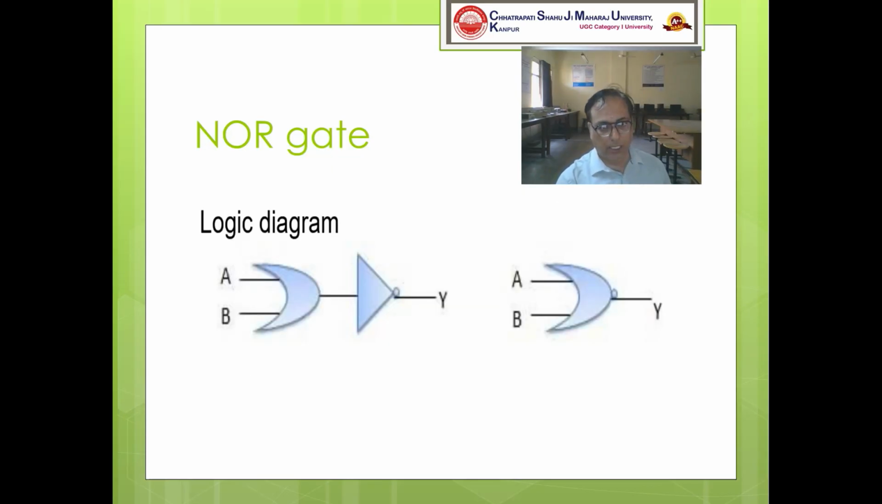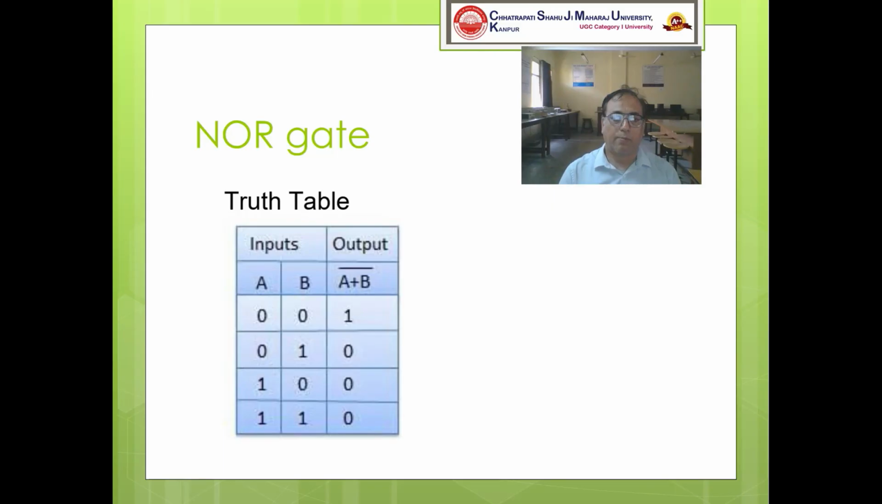Now the logic symbol for this, as I explained in the previous slide, is the inverted OR. So I have applied an inverter to the output of the OR gate, and both together can be shown as in the second diagram. Both can be drawn as an OR gate followed by an inverter, or as a bubbled OR gate, which is nothing but the NOR gate symbol.